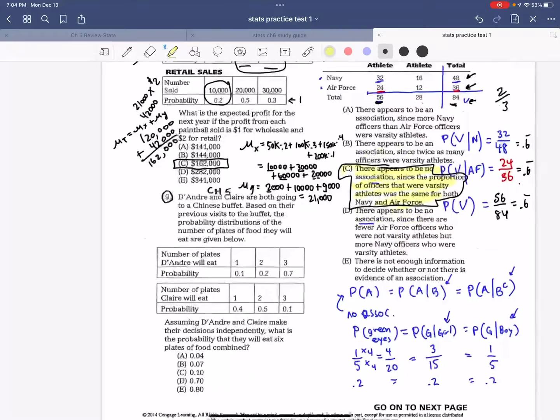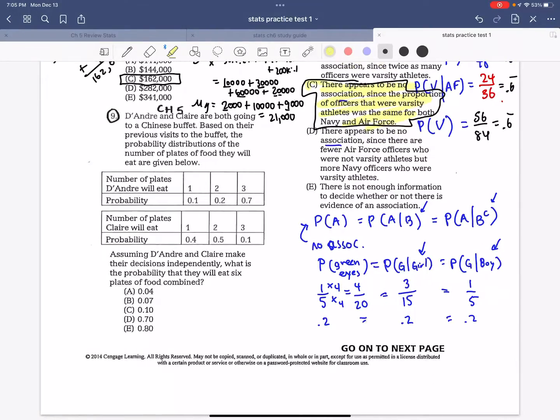All right. Question number 9 says, DeAndre and Claire are both going to a Chinese buffet. Based on their previous visits, the probability of them getting each number of plates is as follows. So we notice that this adds up to 1, and this other one adds up to 1, right? Assuming DeAndre and Claire are independent, what is the probability they will eat 6 plates of food? Okay, so the only way for them to eat 6 plates of food is 3 and 3.